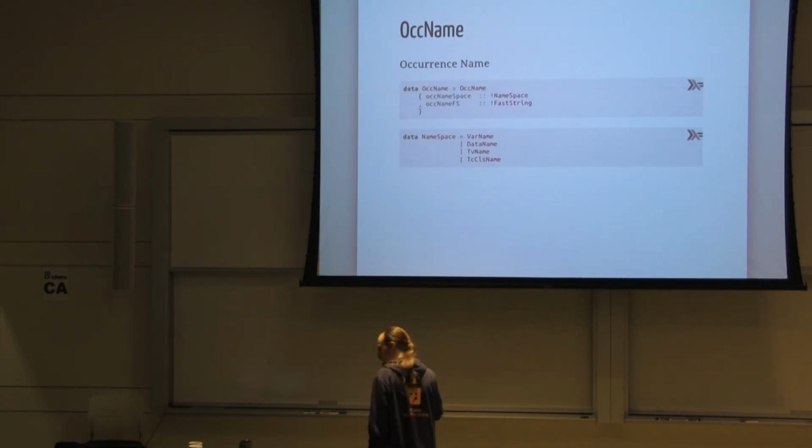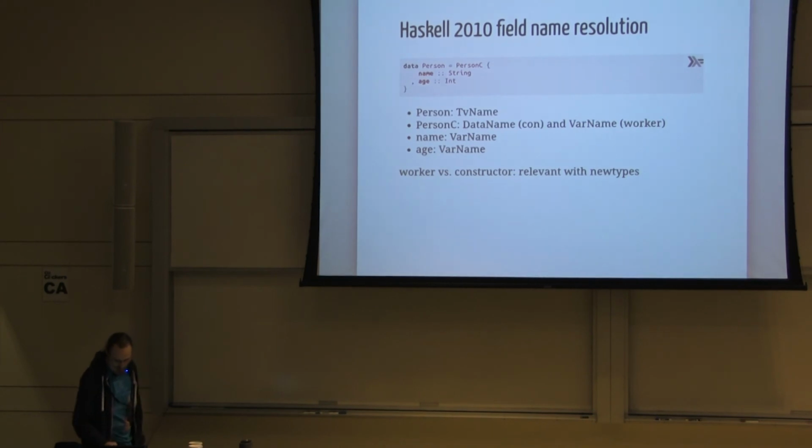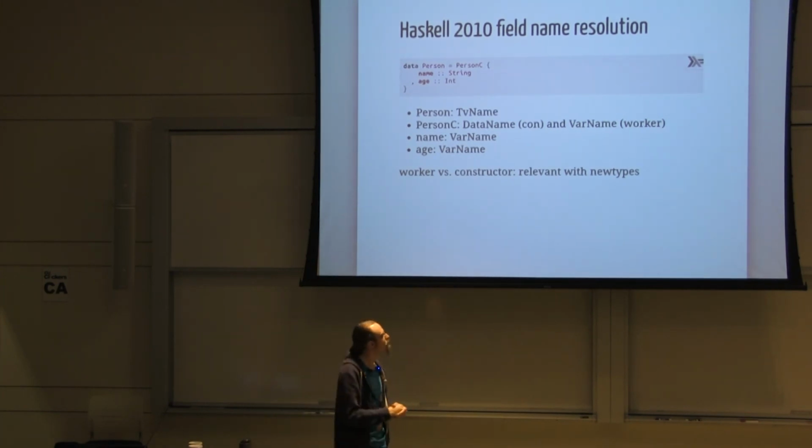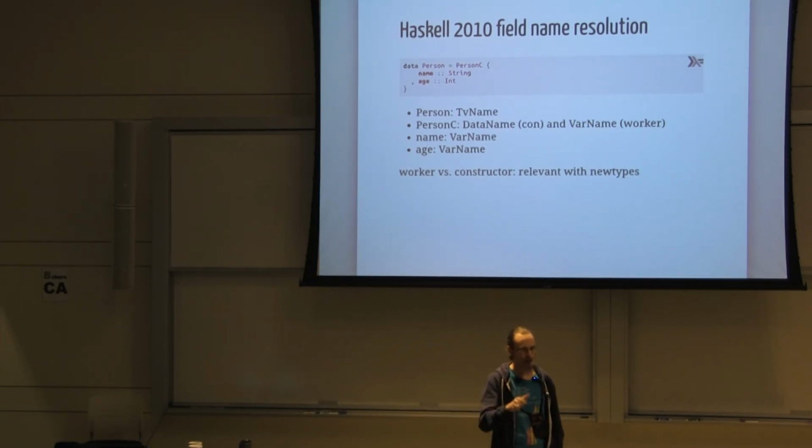So the different namespaces here. As an example, we have a record. TV name stands for type variable name, which is basically anything on type level, and that is in that namespace. Person C here, the constructor, actually generates two things. One is in the data name, the constructor itself, and there's a worker, which is a bit more complicated. Basically, the worker is what you actually use in your source code, which then references the constructor to construct things.